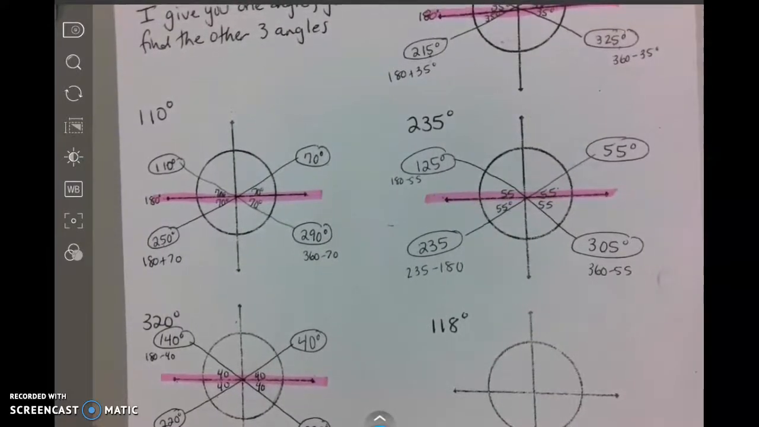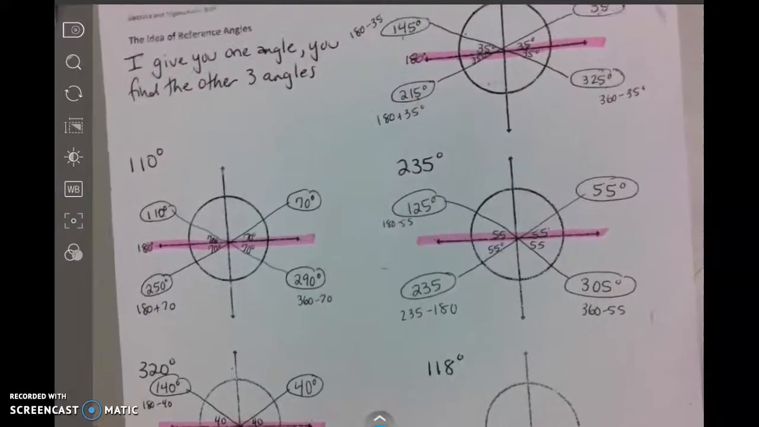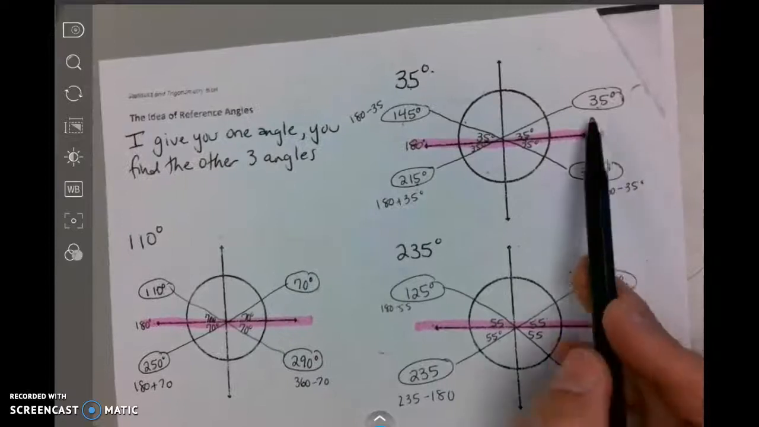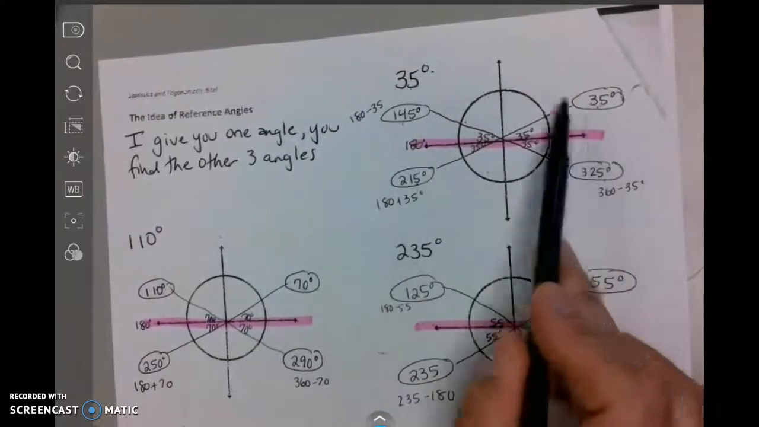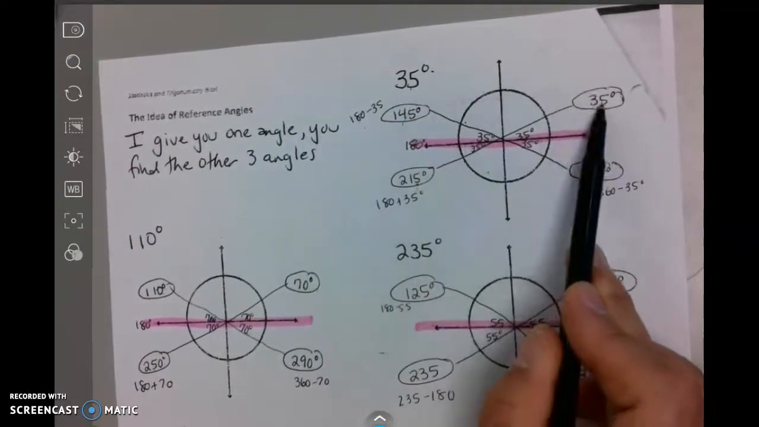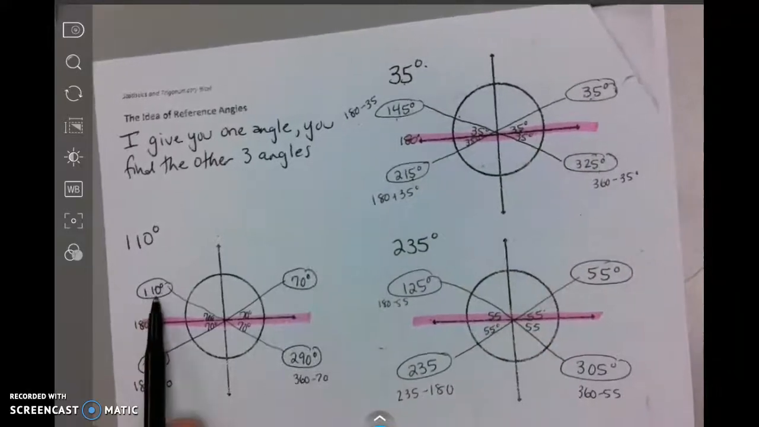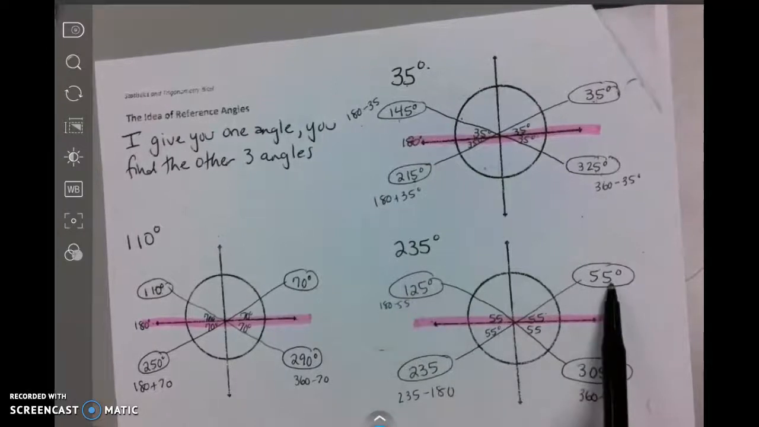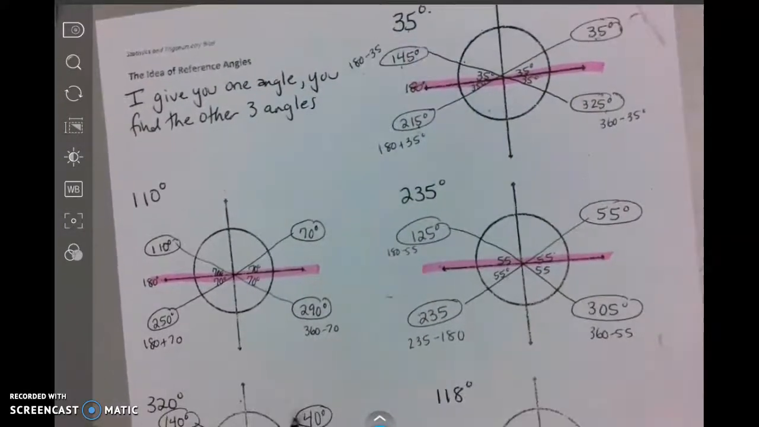For instance, I want you to notice that if you look in the top two quadrants, these add up to 180. 145 and 35 add up to 180. 110 and 70 add up to 180. 125 and 55 add up to 180. All right, 140 and 40 add up to 180.